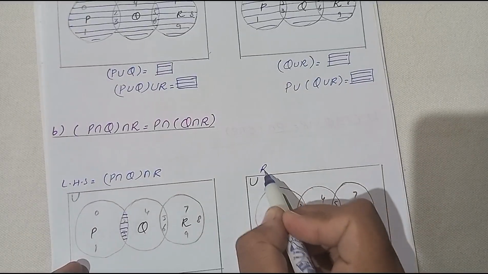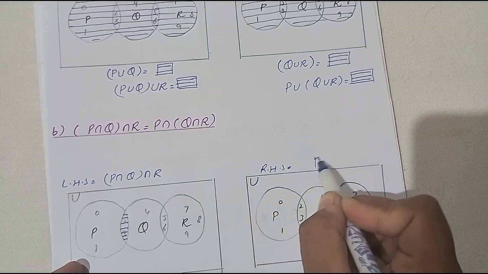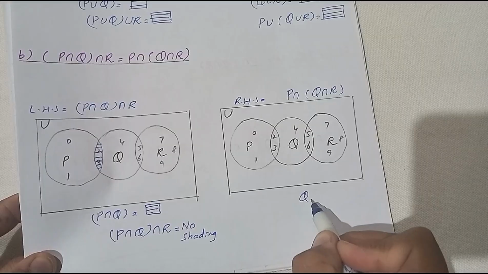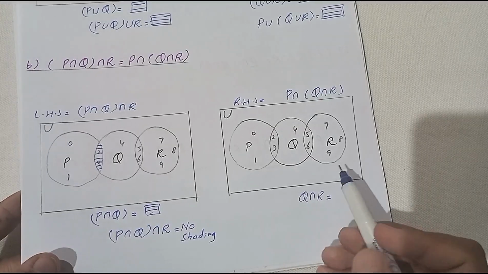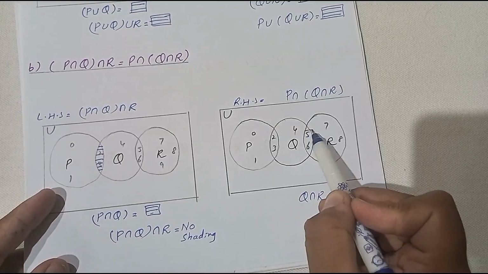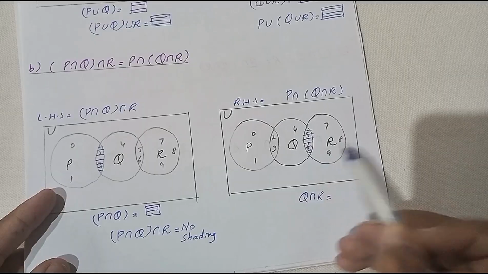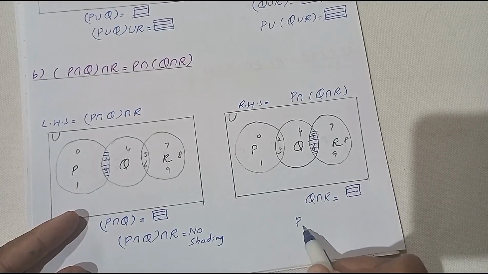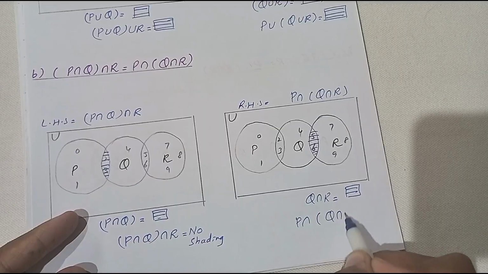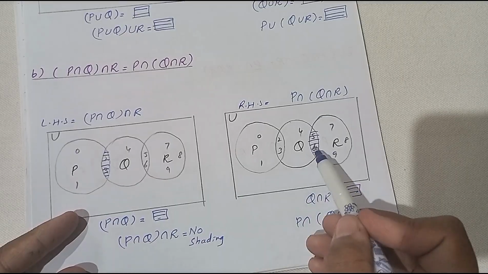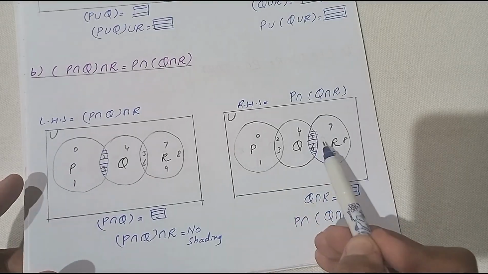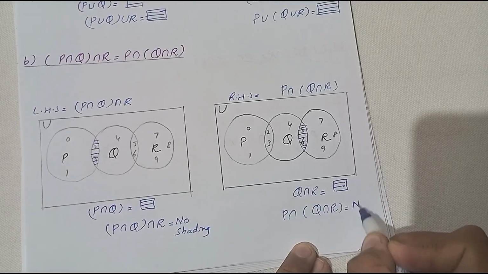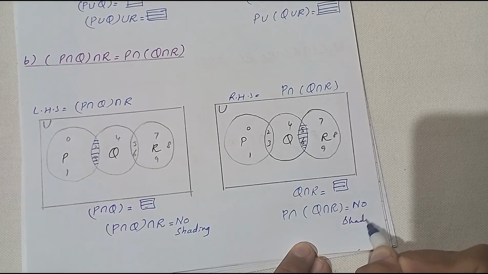Now proving the right hand side, that equals P intersection Q intersection R. So first we shaded Q intersection R, the common part of Q and R. The common part of Q and R is this shading. Now P intersection Q intersection R is the common part of P and this shading. There is no common part of P and this shading. So the right hand side also has no shading.